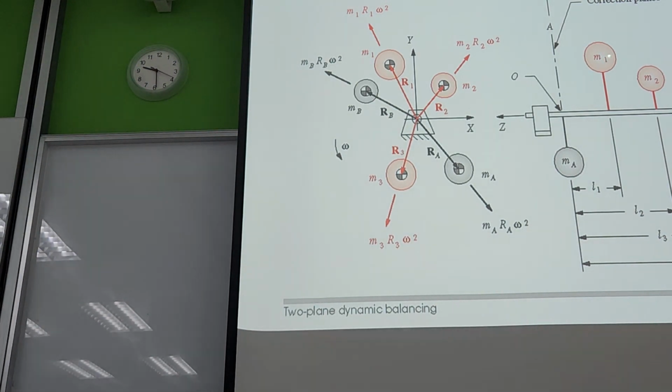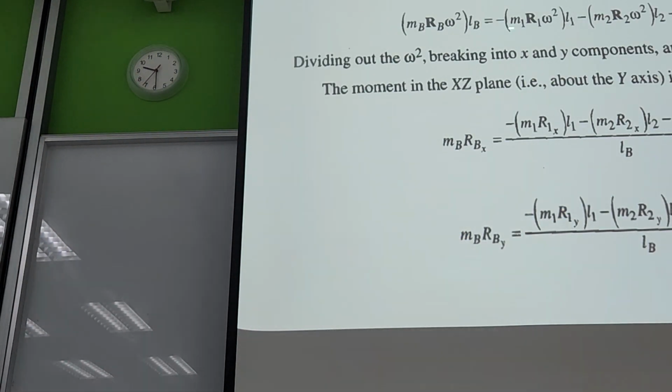So that means the force M1 R1 omega square into L1 plus M2 R2 omega square into L2 plus M3 R3 omega square into L3 plus MB RB omega square into LB should be zero. So that is what is written here. So with reference to correction plane A, the moments are zero. So that means the moment MB RB omega square into LB should equal the sum of the moments acting on the remaining three masses. So you can write M1 R1 omega square into L1 minus M2 R2 omega square into L2 like this.